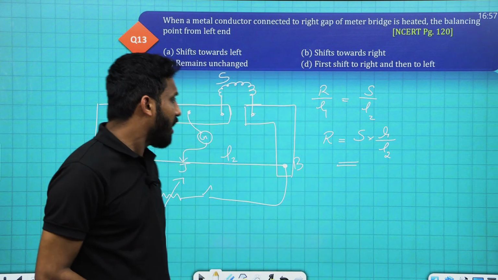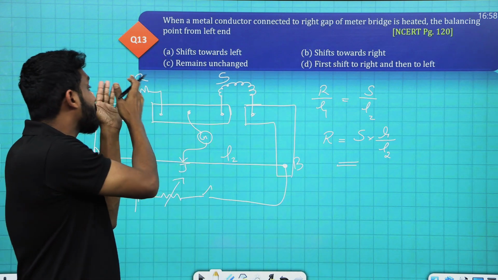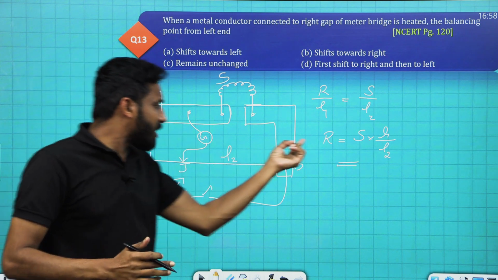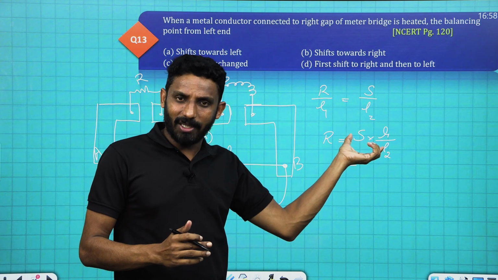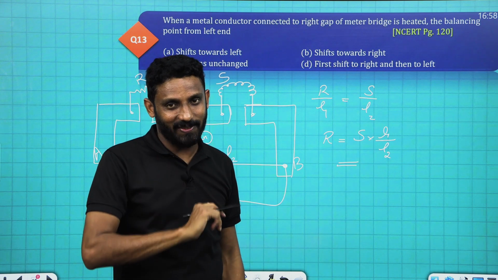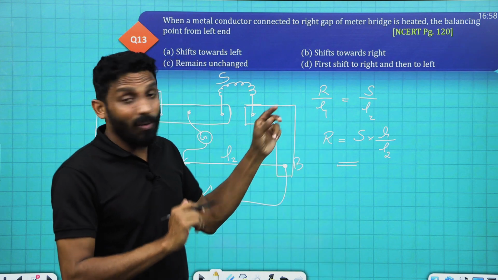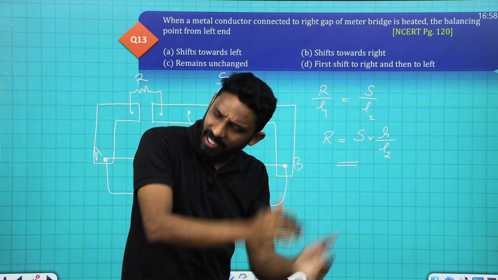Okay. Now see, R is the constant. No change for R. This resistance is fixed. This is a constant, which means when S is increasing, this quantity has to decrease. Here, while heating, S is increasing. Then L1 by L2 has to decrease.